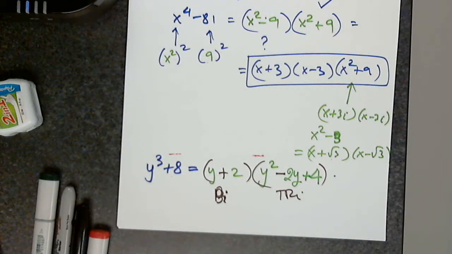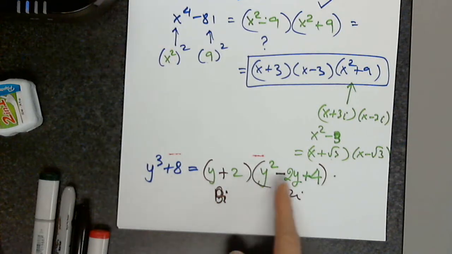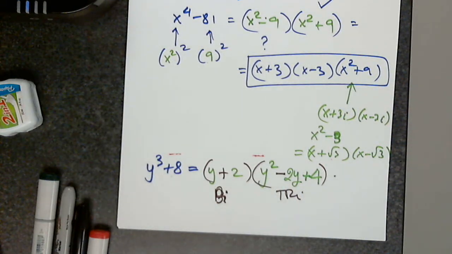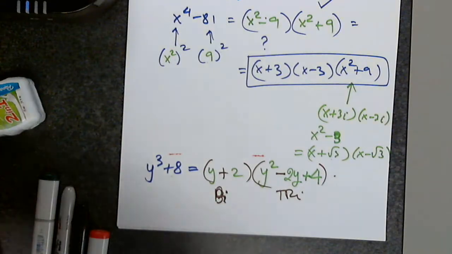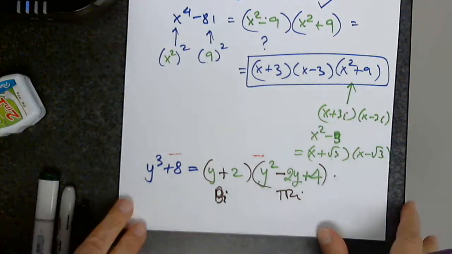Let's say you have doubts. Let's say on a test you say, I don't remember this. How will you check? You know, I kind of remember it. How will you check this? Just go back and multiply. y by these 3 terms, 2 by these 3 terms, 4 of them have to go away, and you're back to y cubed plus 8. Is this okay? Yes? Okay, perfect. So next one.